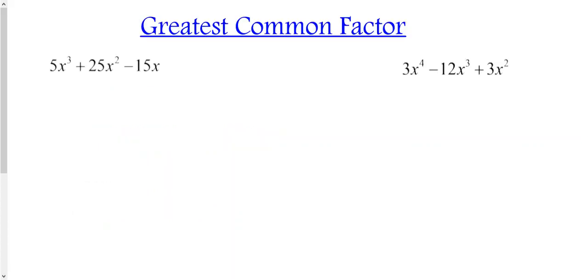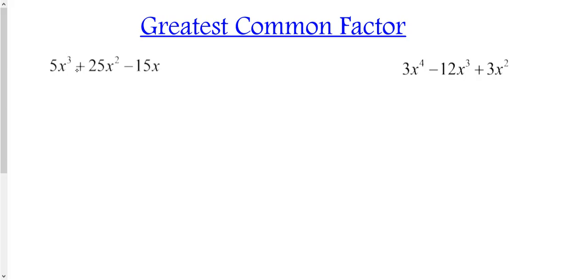So go ahead and copy these 2 problems down. The very first step is we're going to look and see, is there a greatest common factor in each one of the terms? And a term is separated by an addition or a subtraction sign. So 5x to the third is a term, 25x squared is a term, 15x is a term.